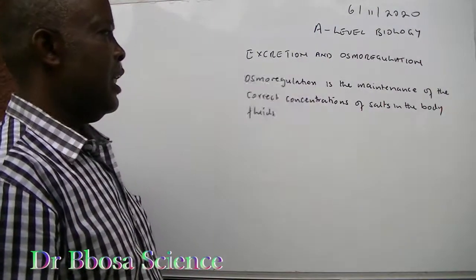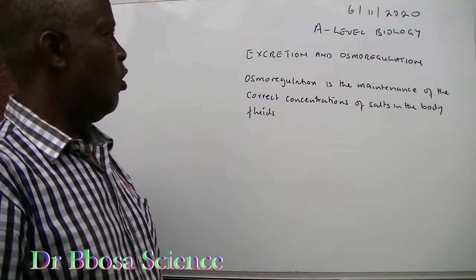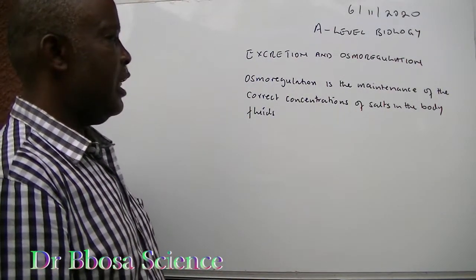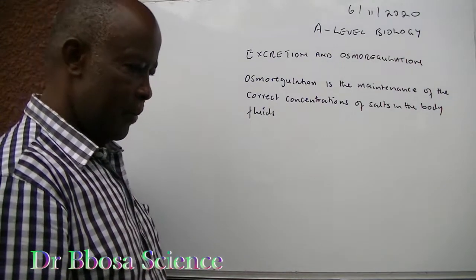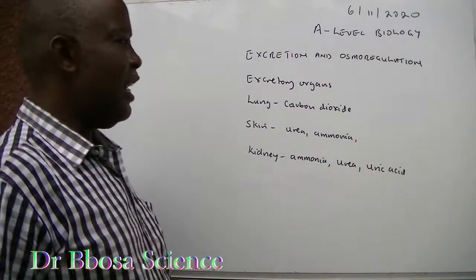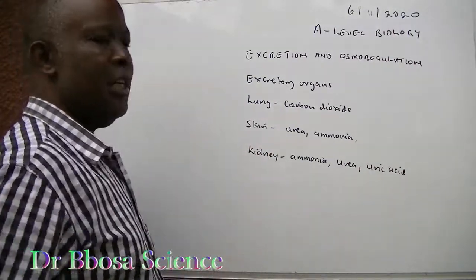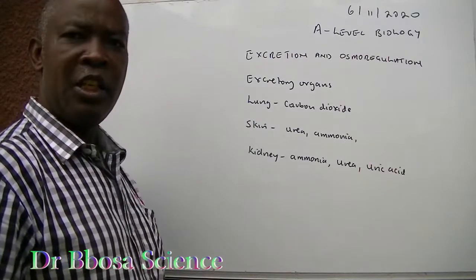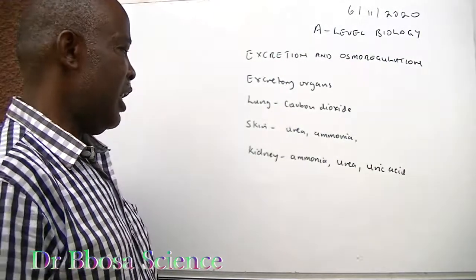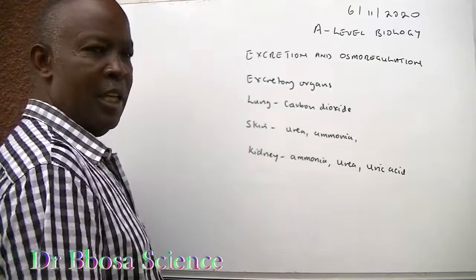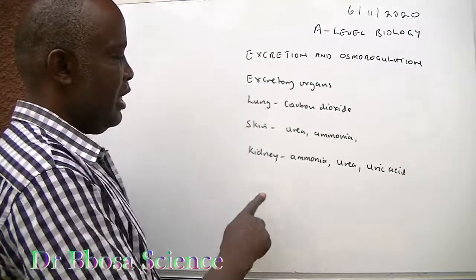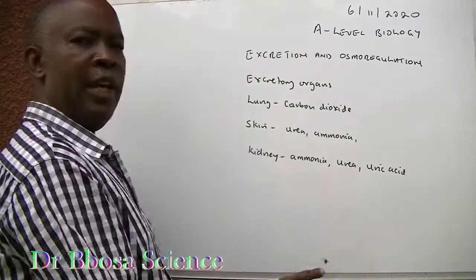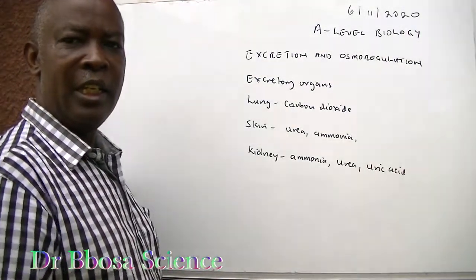Osmoregulation is the maintenance of the correct concentrations of salts in the body fluids. Excretory organs include the lung, which removes carbon dioxide, and the skin, which removes urea and ammonia. But the main excretory organ is the kidney, which removes ammonia, urea, and uric acid.